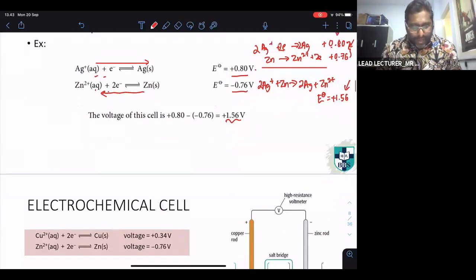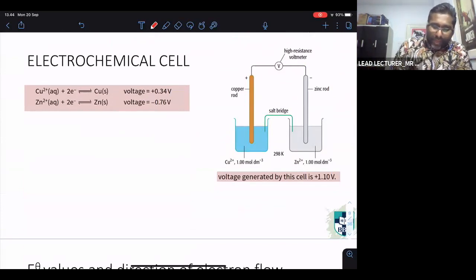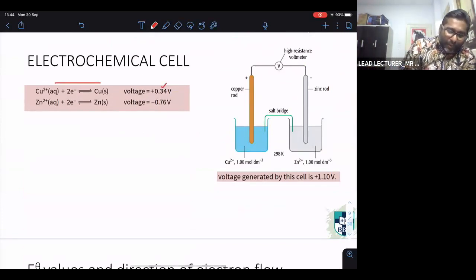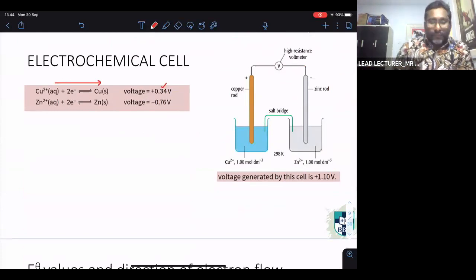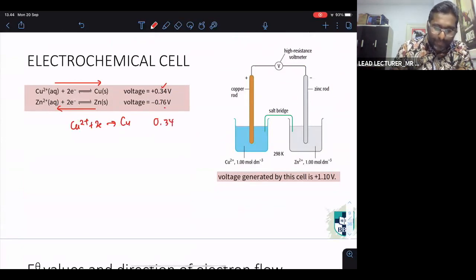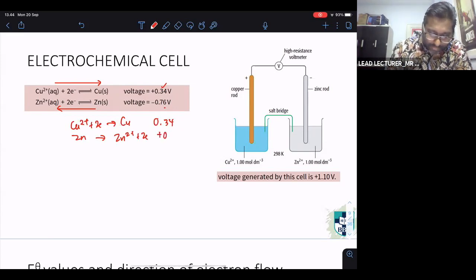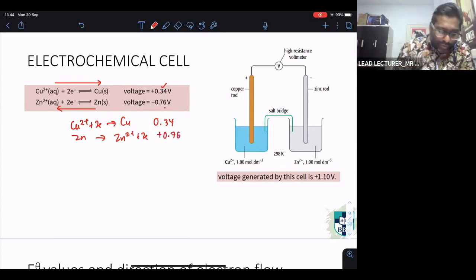Here, if I go to this example, electrochemical cell, another example, if I want to rewrite this, similar. You look at the positive. This is the most positive, it will go to the right. This is negative, it will go to the left. So if I want to write Cu2 plus 2 electron to give me copper, 0.34. And then this one zinc is going to give me zinc 2 plus 2 electron. Since I changed the position of the equation, I change it into positive 0.76.